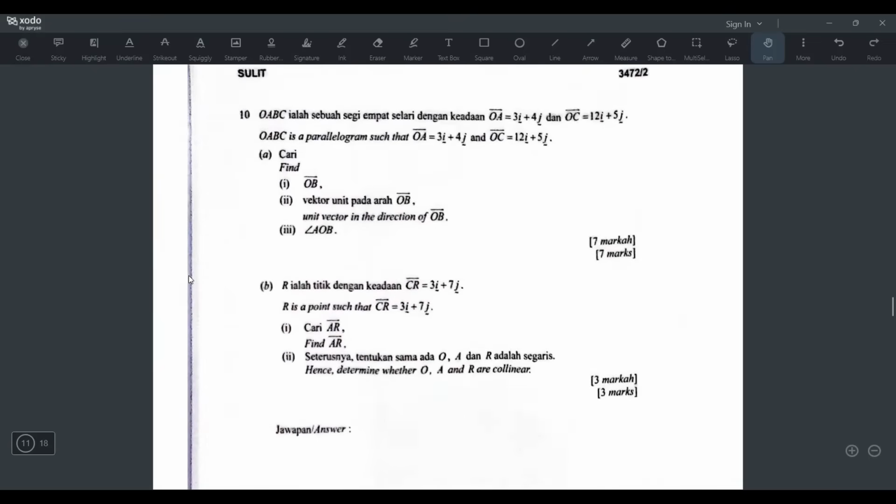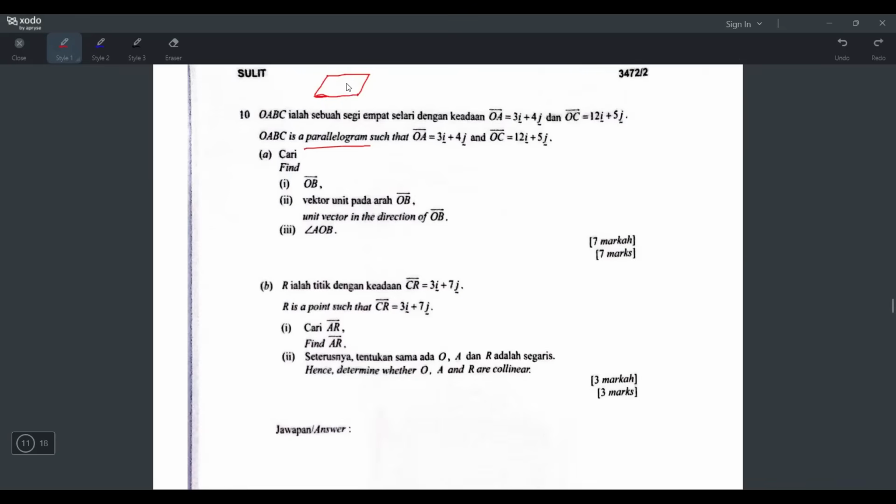Okay, I'm at question 10 now. Let's go. OABC is a parallelogram. What is a parallelogram? A parallelogram is a shape that looks like this. It's like a rectangle, but the rectangle is pushed over. But the opposite sides are the same length. Top and bottom are the same, left and right are still the same length.